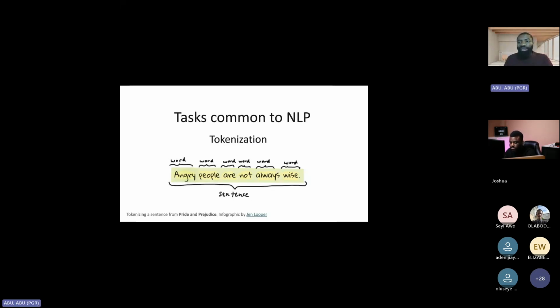When we say tokenization, we are trying to split up the sentence or the paragraph or the book into individual words. I told you earlier that the machine deals with numbers, so we're trying to split everything up into individual words so we can later apply some machine learning around it.